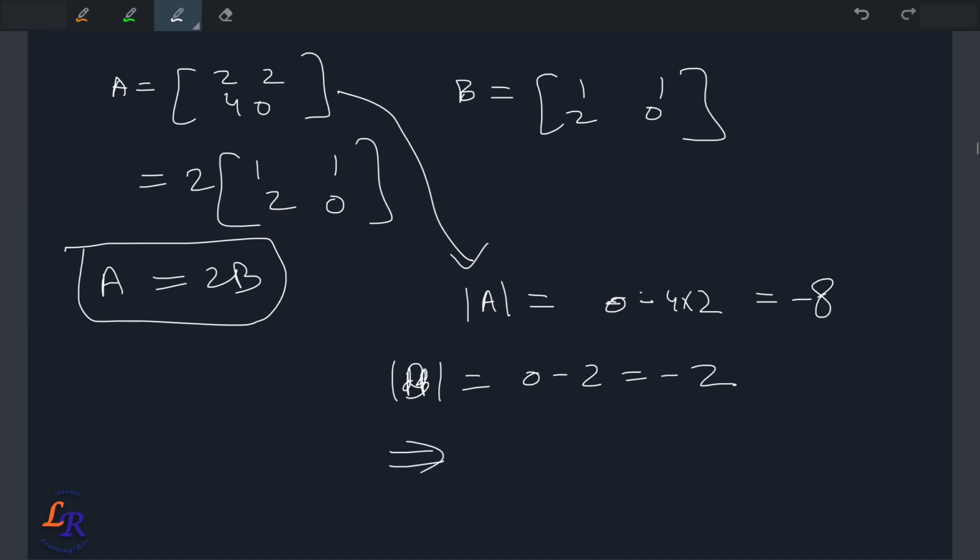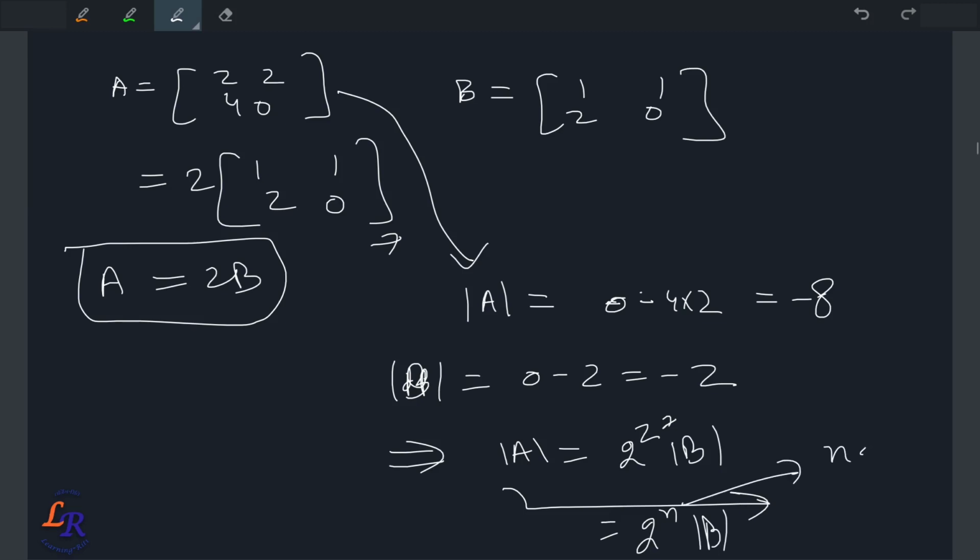So you can easily see that in the determinant relation, determinant A is equal to 2 to the power 2 times determinant B. If the matrix relation is A equals 2B, then the relation between the determinants comes with a power of 2. What is this 2? It is the order of the matrix. So here it becomes 2 to the power n times determinant B, where n is the order of the matrix.